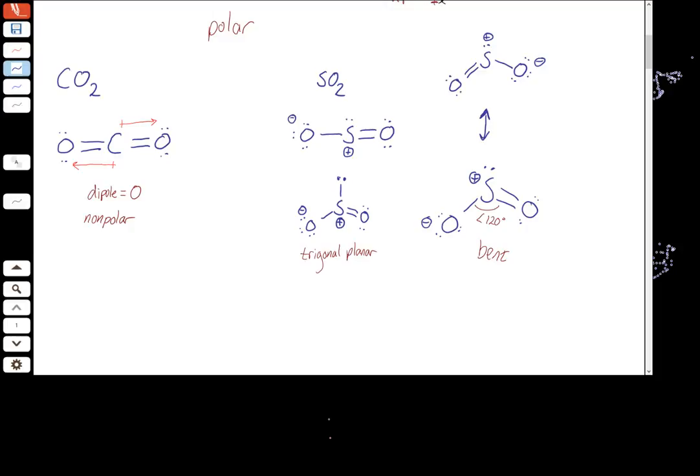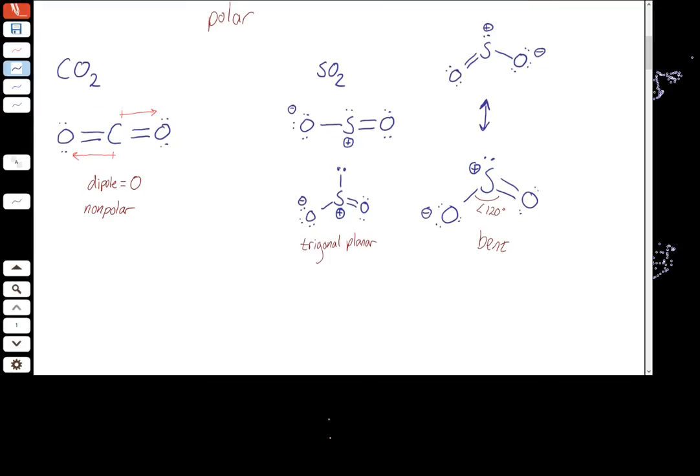What do you think? Those two that I just drew. They're equal, yeah. There's not one that has fewer formal charges or one that doesn't have an octet. So they're equal. That means the actual real structure is going to have equivalent SO bonds. Each bond is going to be about 1.5 of a bond length compared to a single bond or a double bond. So it's going to be right in between.